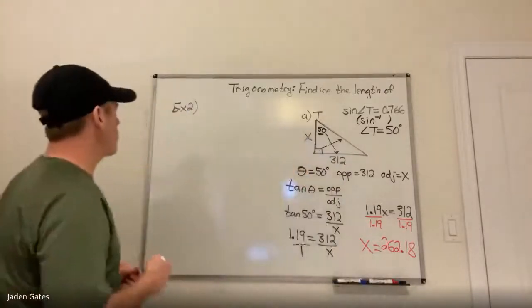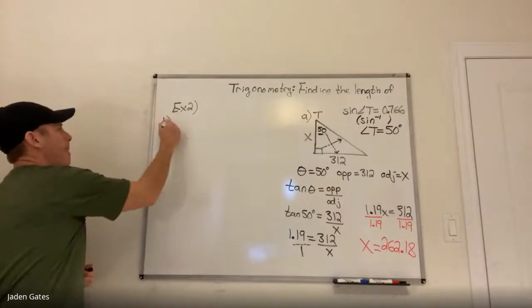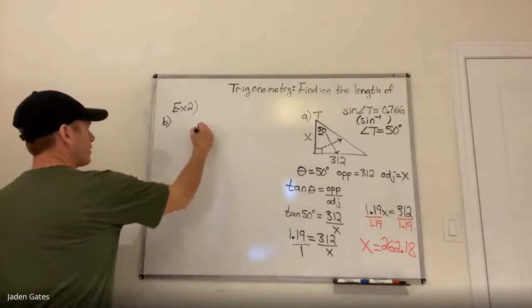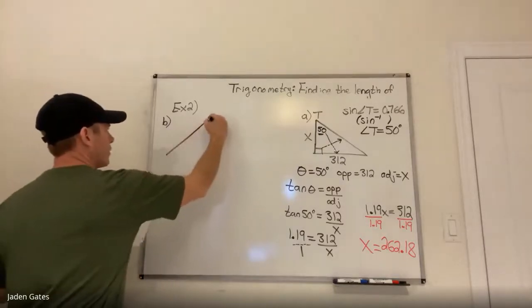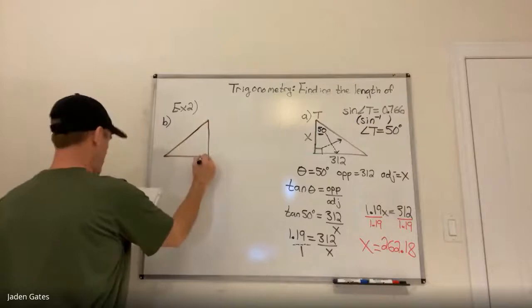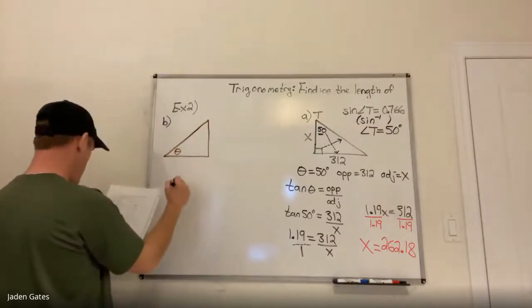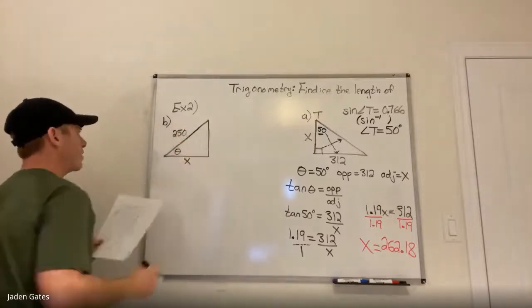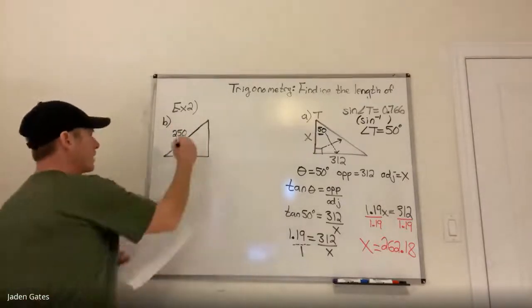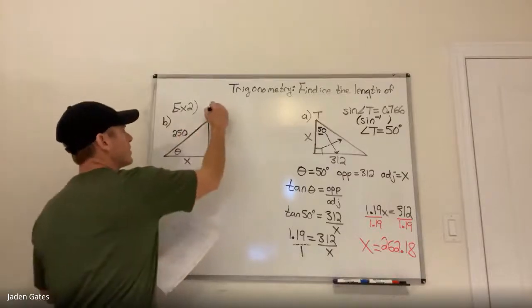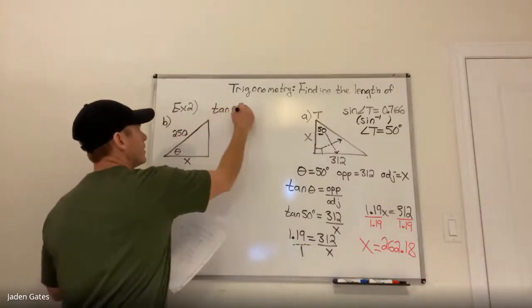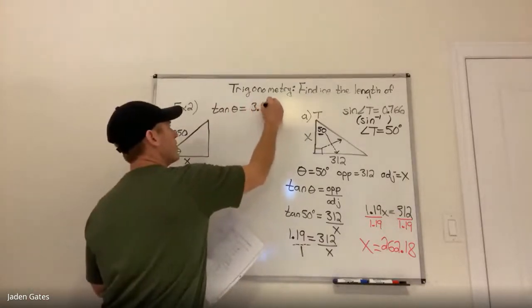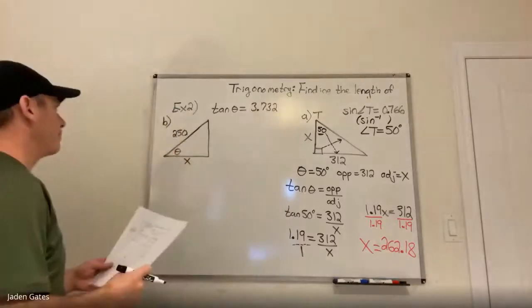All right, now let's try one more of those, B. Leave that one up there for an example. So here we go. I've got this triangle here. I'm going to say that theta is right here. Here's my x, which I'm trying to find. You've got 250 here as one side. And here's the information. This time I'm going to tell you that tan theta is equal to 3.732.